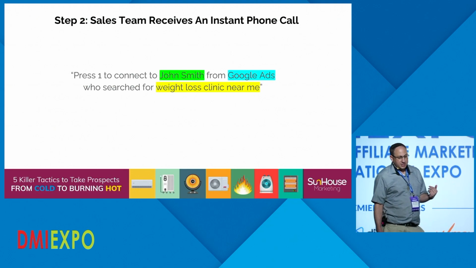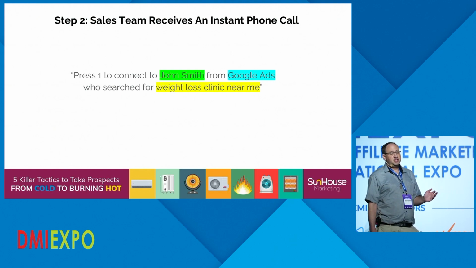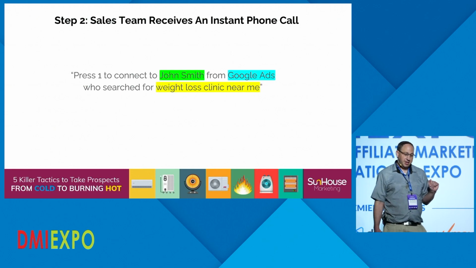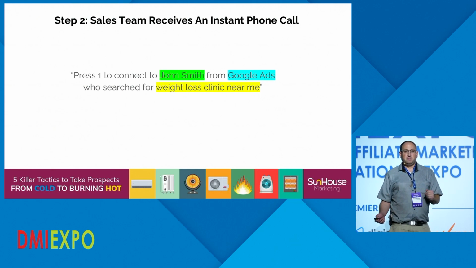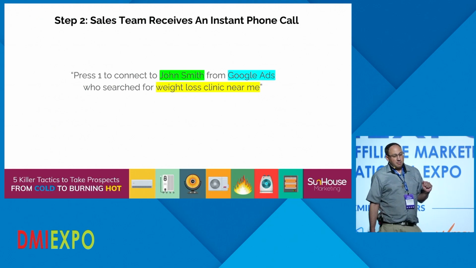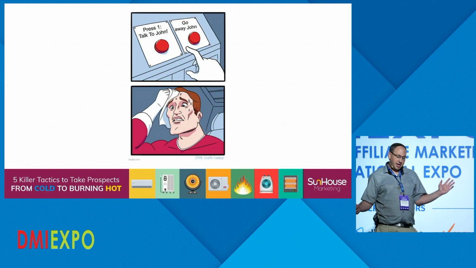When they answer the phone, it's going to say something to the effect of, press 1 to connect to John Smith from Google Ads who searched for a weight loss clinic near me. Obviously, all the things that you see highlighted here are dynamic, and there's a whole bunch of other parameters that you can pull in so that whoever's answering the phone knows exactly the context of where this lead came from.